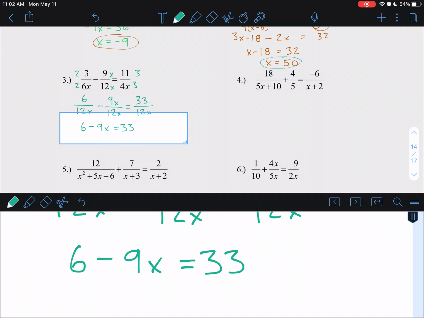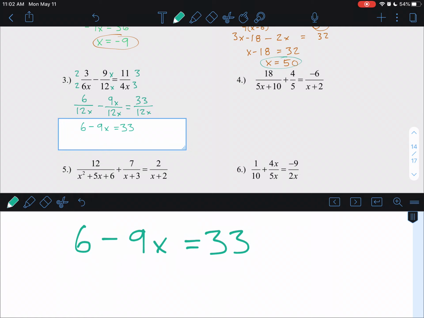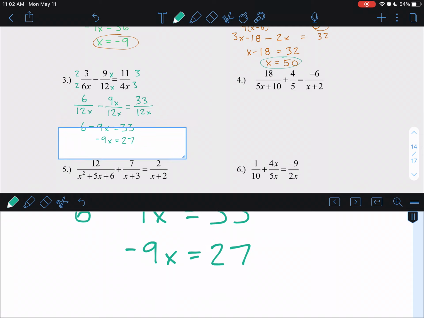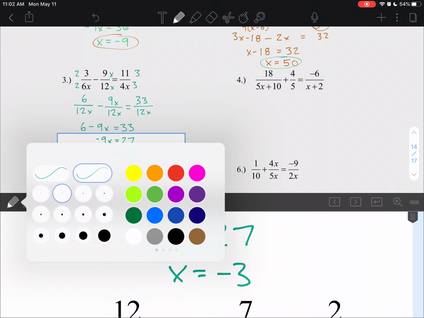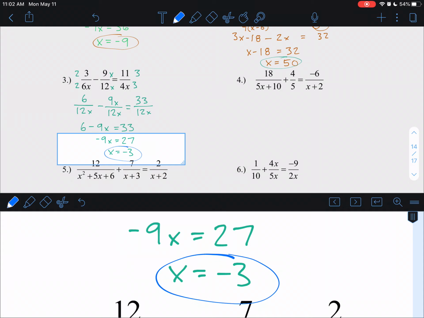And my next step, what am I going to do? I'm going to subtract 6 from both sides. So that's going to give me negative 9x equals 27. Divide by negative 9, and x equals negative 3 here. All right, cool. So on that problem, x equals negative 3.